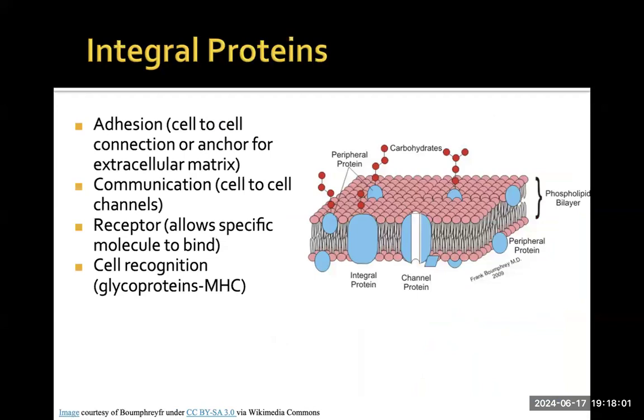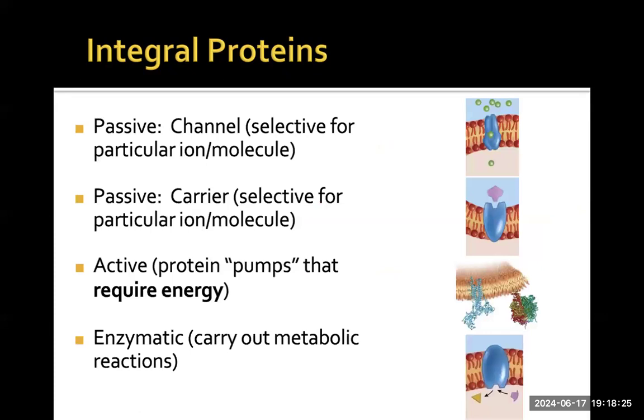We have integral proteins that are going to be a part of this fluid mosaic model. Some of them, again, help with adhesion, so cell-to-cell connection. Some of them help with communication, which means they open channels to connect cells together. Some of them, again, are going to be receptors, like I said just a minute ago. And then others are going to help with cell recognition. So they're going to help tell other cells what they are so they can function properly to do whatever they need to.